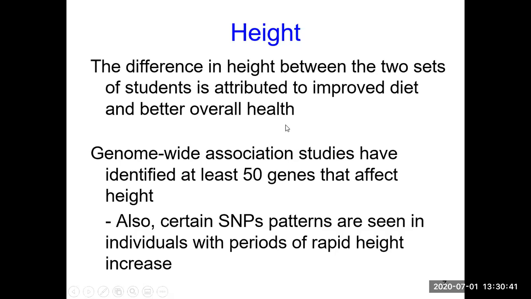It was seen that during the Irish famine, when people did not get enough food to eat, the average height of the population decreased, because the bones, due to the absence of calcium in their diet, really did not grow as long as their ancestors'. So GWAS studies, that means genome-wide association studies, have shown that it is not just a single gene, at least 50 genes contribute to height, okay?